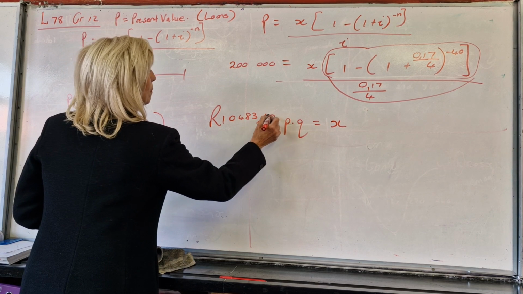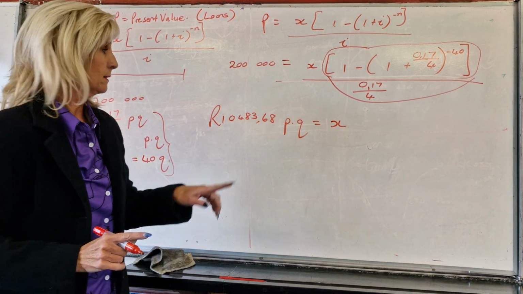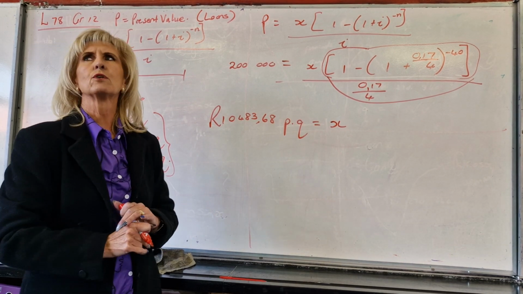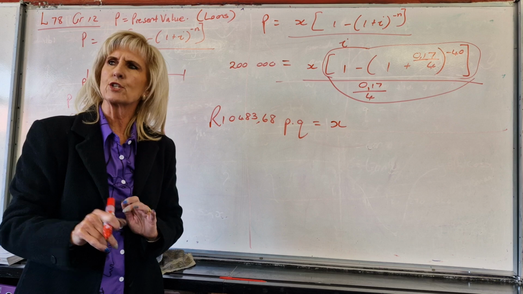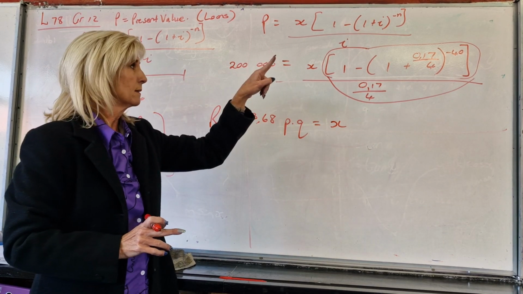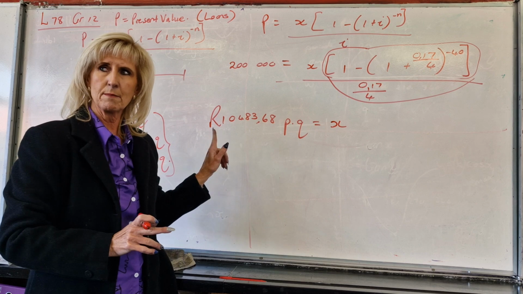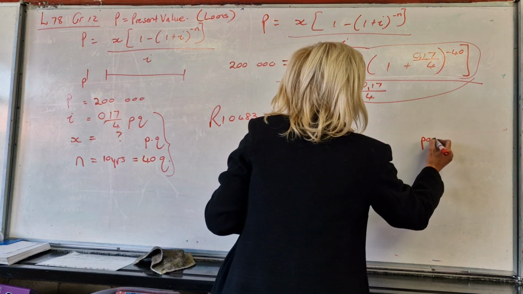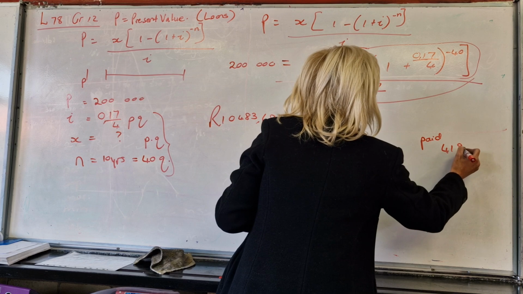10483.68. Thank you. So now, 10,000 a quarter. 40 quarters. How much did I actually then pay in? 40 times 10,000 and something. What's that, please? 419,347.11.